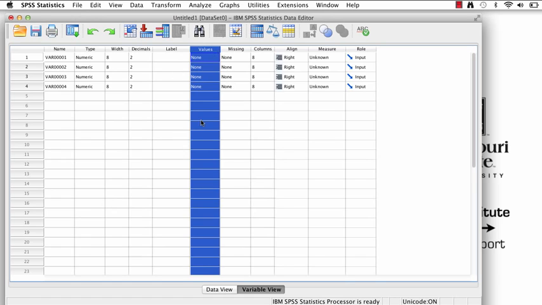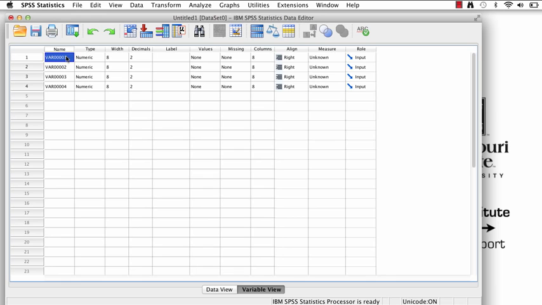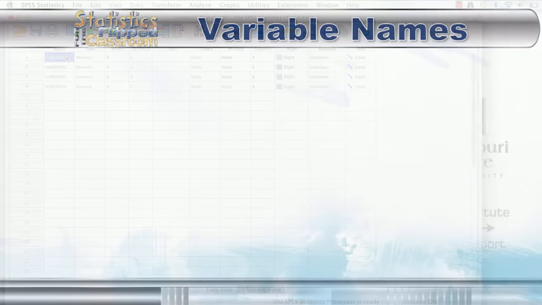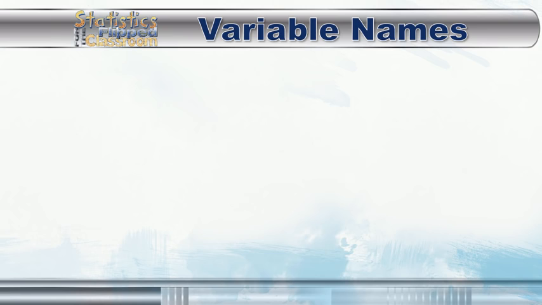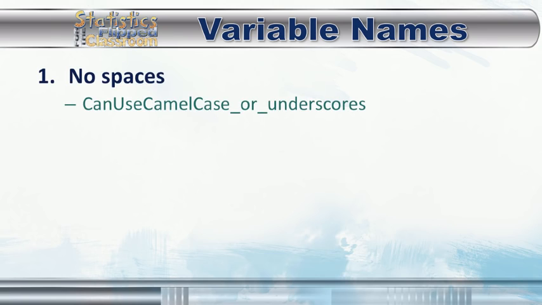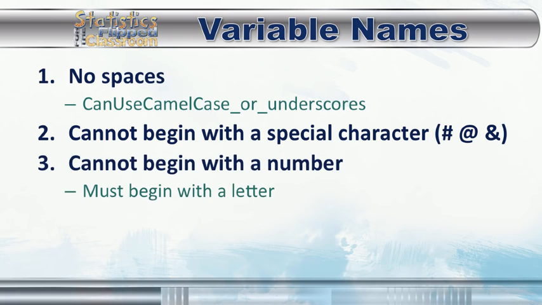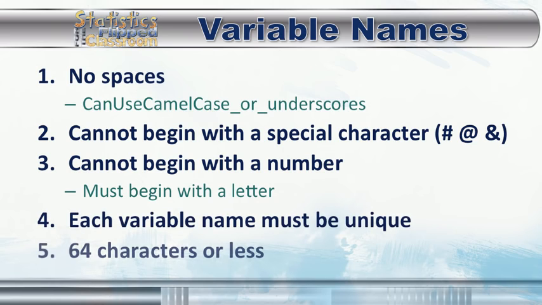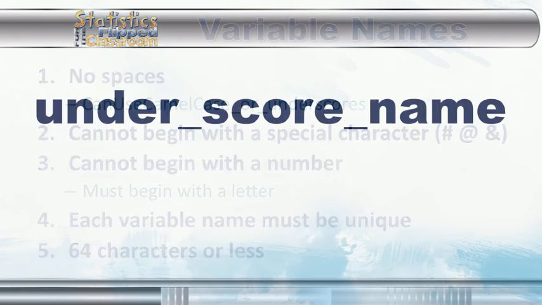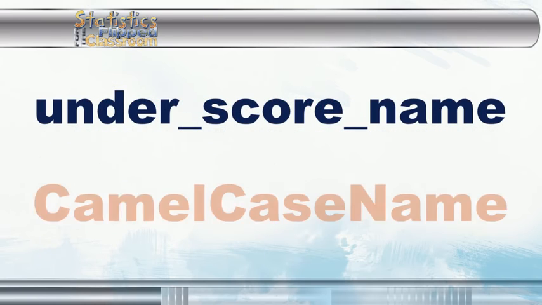We will begin by changing our variable names. There are a few things that you need to know about naming variables in SPSS. First of all, you can name a variable pretty much anything that you want, but you cannot use spaces, you cannot use most special characters, and the name cannot begin with a number. If you want to use a space, use an underscore. Camel case works equally well, where you omit the spaces but you capitalize each new word.